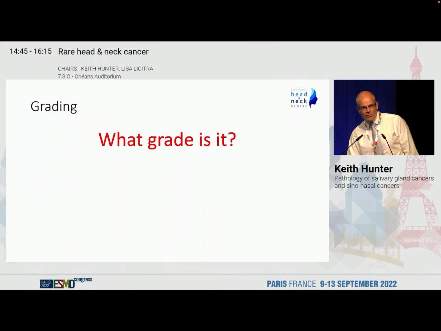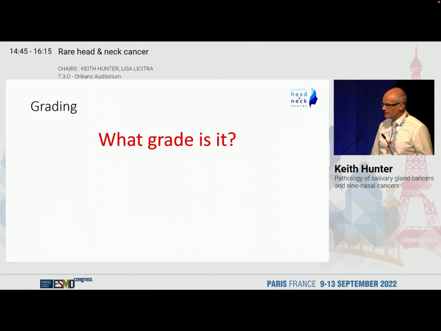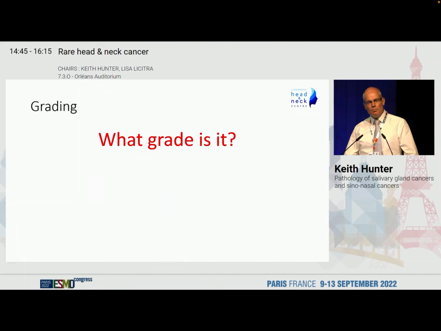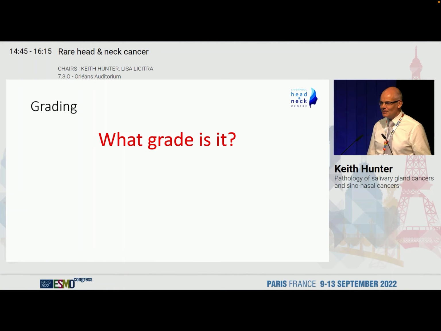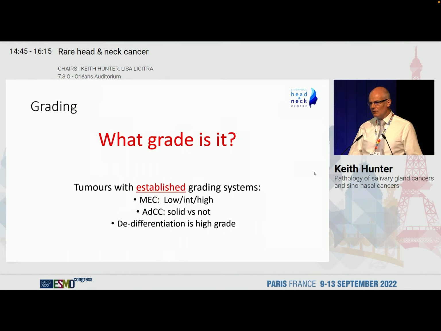Grading is something which is a particular issue, and that's a question I often get asked when we're sitting in the MDT and come to a diagnosis. What grade is it? My response to that is very often, well, in fact, there is only one salivary gland tumour which has a properly defined grading scheme, and that is mucoepidermoid carcinoma. And even that has variations on it, which give you a different answer depending on which one you use. So again, not necessarily particularly helpful.